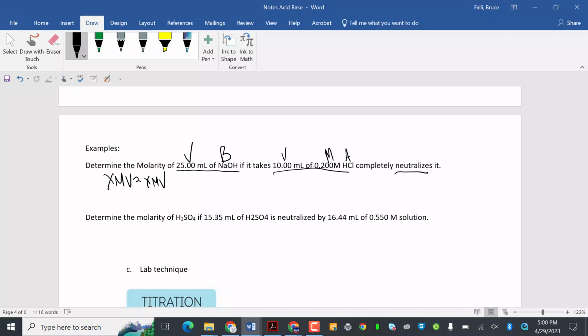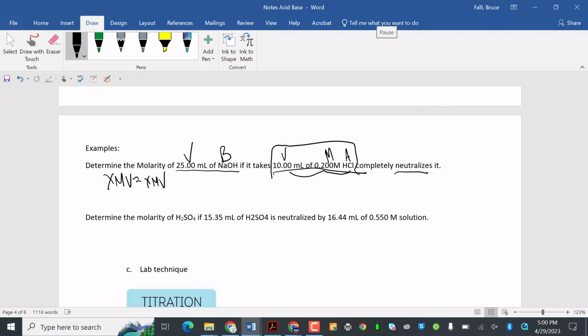My acid is this side. Can you tell these are the acid parts? Let me read it again. Determine the molarity of 25 milliliters of NaOH if it takes 10 milliliters of 0.2 molar HCl to completely neutralize it. So these milliliters and this molarity are going to be my acid.